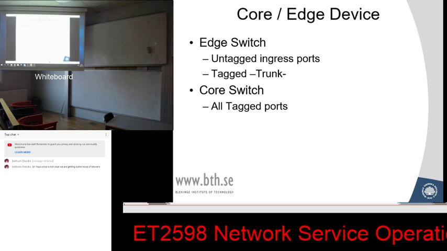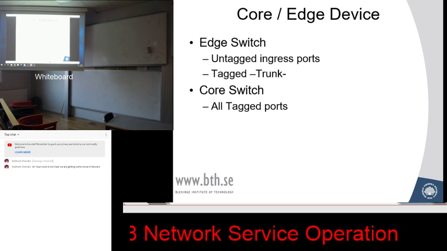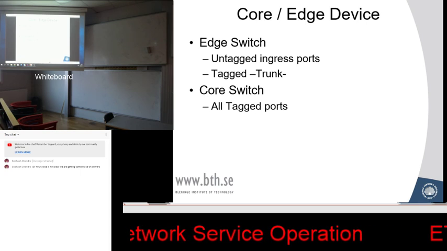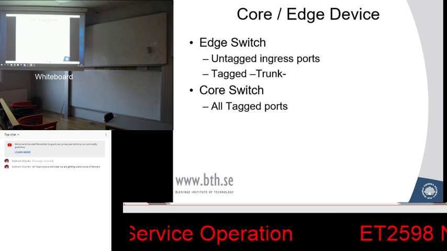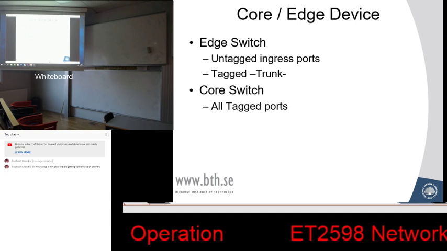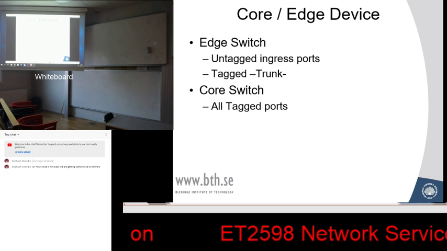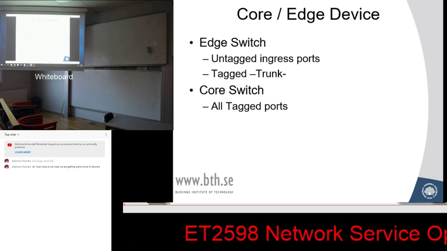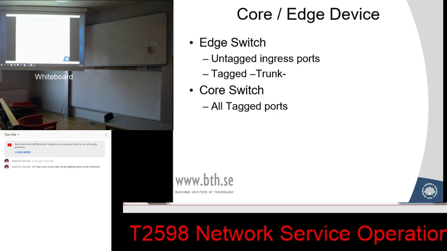Normally you have two types of devices. You have the edge switch where you plug in your devices. These usually use untagged ingress ports, so the device that you're connecting is not aware that it's going to be a part of a virtual LAN. It just plugs in. Then you configure the port according to the device you plug in.